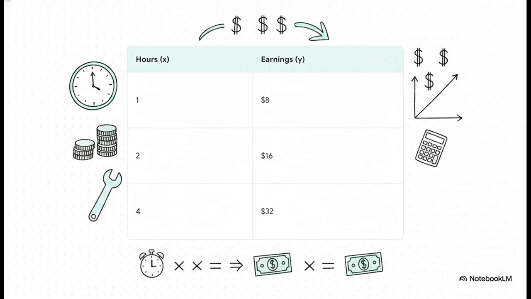If you work 1 hour, you just multiply 1 by our $8 rate, which gives you $8. Work 2 hours, well, 2 times 8 is 16. Work 4 hours, 4 times 8 gives you $32. We're seeing a really consistent pattern here, right? Every single measure of time is multiplied by the exact same constant number to figure out your pay.